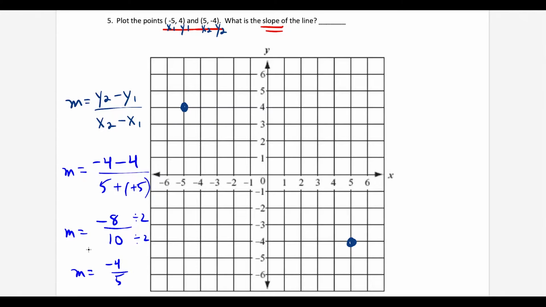Now, one thing I do to kind of check my answer here is I notice the line connecting them is a line that's decreasing, because notice the line is dropping. And anytime you have a line that's decreasing, your slope is negative. If the line were to go up, the slope would be positive. So -4/5 is a good answer.